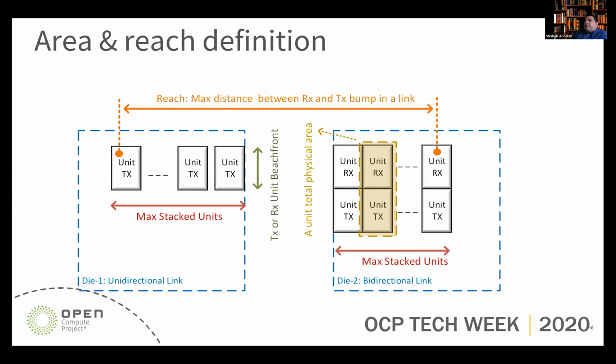In terms of area and reach, one more time, we decided to report the unit TX as a beachfront, the number that we need to calculate the bandwidth density, which depends on the area of the edge of the chip. And if we are reporting a total physical area, which is the RX and TX together, this is going to be the area that we report all together.